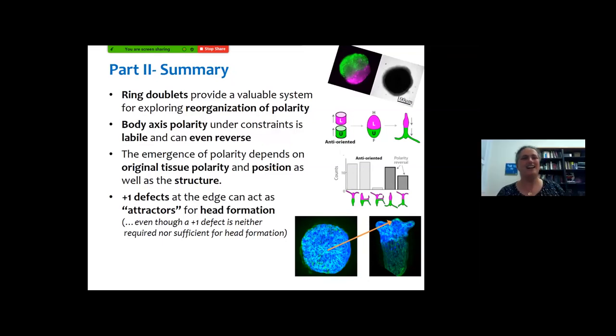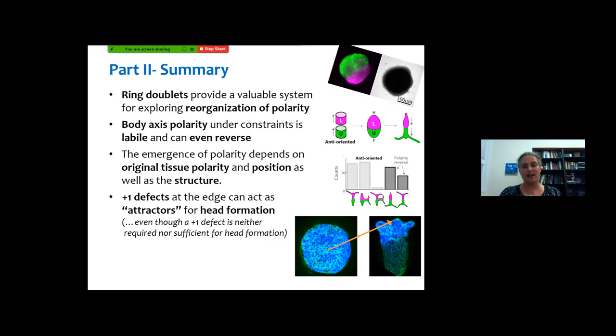Yes, I'm concluding. So to summarize this second part, we see that these ring doublets provide a very nice system to look at reorganization of polarity because we can engineer frustrated initial conditions. We see that the body axis polarity under these constraints is actually labile and can even reverse. And we see that the emergence of polarity depends on the initial polarity of the tissue, the position along the axis, as well as the structure. And we can see the +1 defects act as attractors for head formation. So when we have a case of polarity reversal, the +1 defect will be the site of the new mouth.